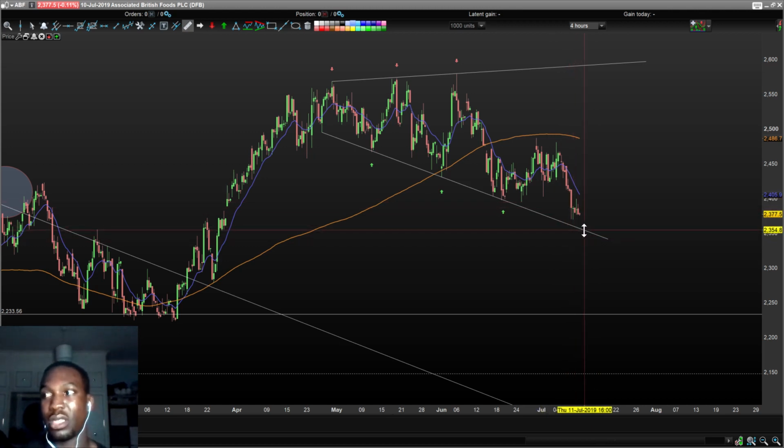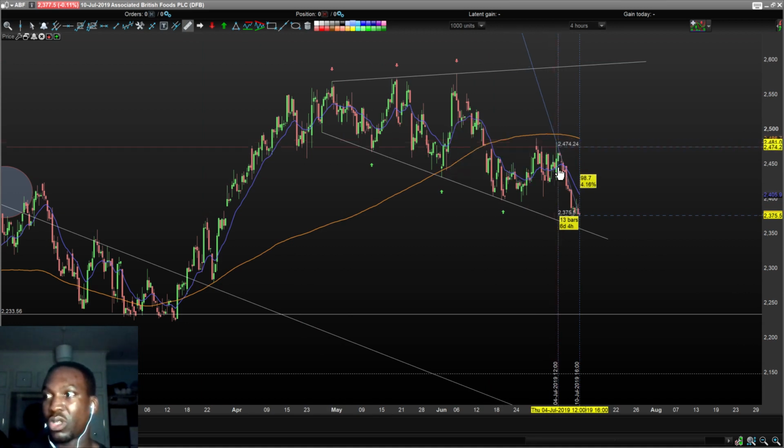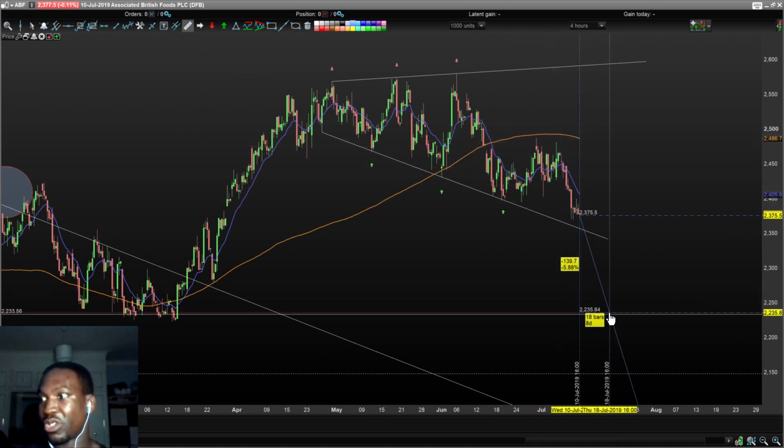I want to enter this as a short trade tomorrow. I'm going to set my stop loss just where the double top is. So we're looking at about a 100 pip stop loss, and then hopefully a 130 pip gain. So it's about a 1-to-1 ratio.